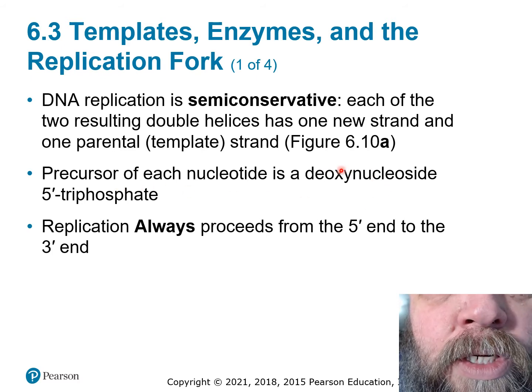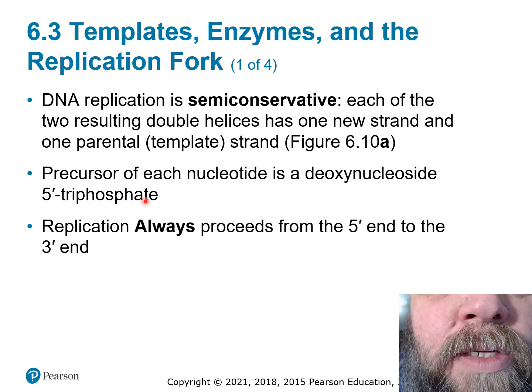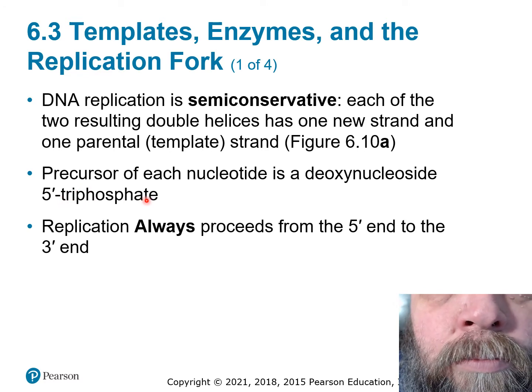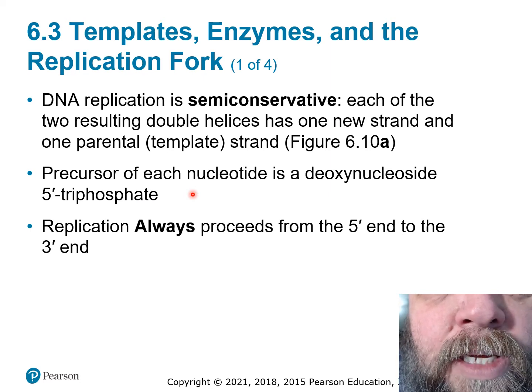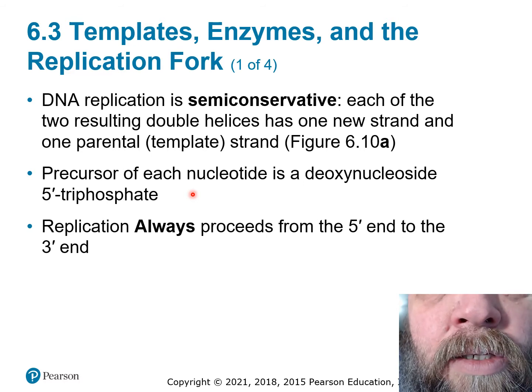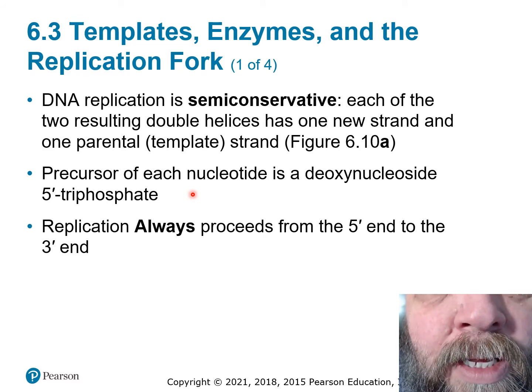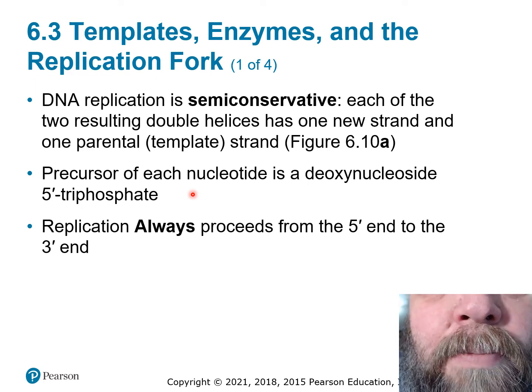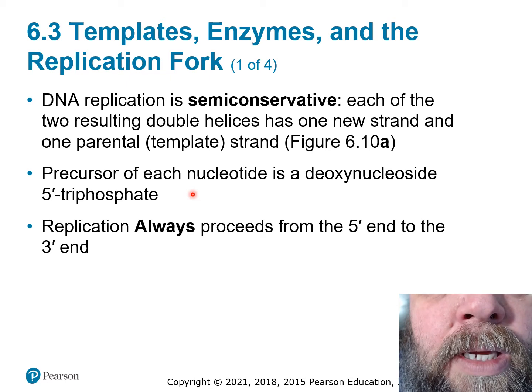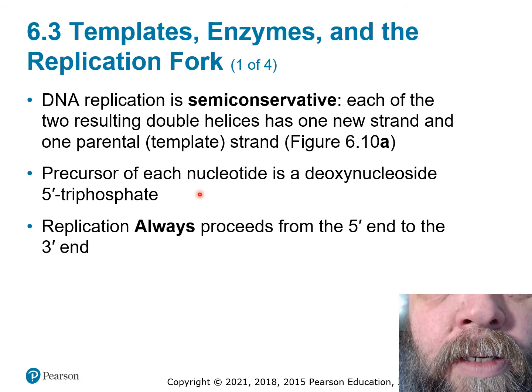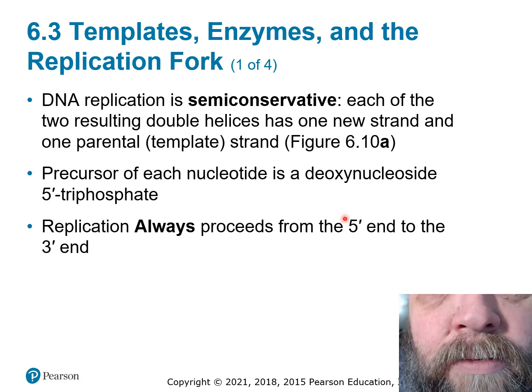So, the precursor for each nucleotide is a deoxynucleoside 5' triphosphate. What does that mean? Well, the A's, G's, C's, and T nucleotides start off with 3 phosphate groups. It's not ATP or GTP, as you would know it from metabolic reactions, because this is a deoxyribonucleic acid nucleotide. It always starts from the 5' end.